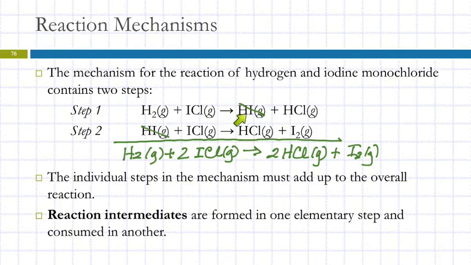So this is an intermediate. A reaction intermediate is a substance that's formed in one step and then consumed in another. So you don't see it as a reactant, you don't see it as a product, but it is there in the middle of the reaction.